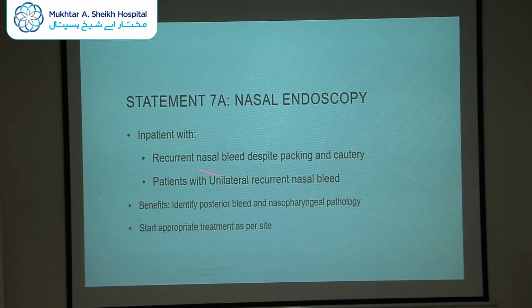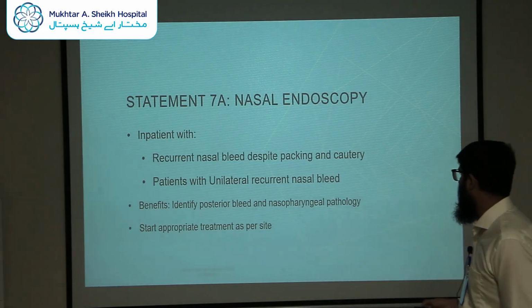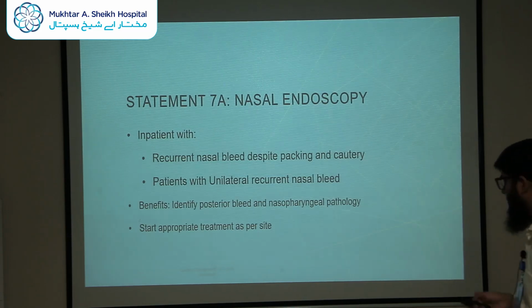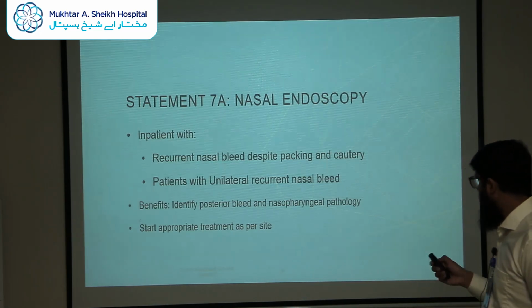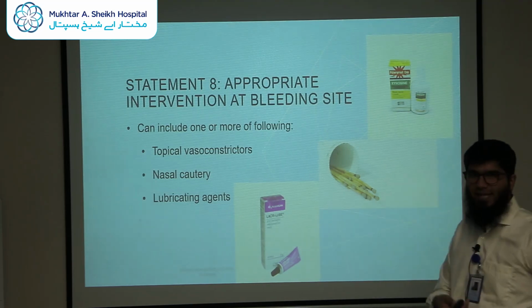So a patient who has recurrent bleed despite packing, despite cautery, it is not resolving, the patient definitely needs a nasal endoscopy. Then a patient who has unilateral recurrent nasal bleed definitely needs an urgent nasal endoscopy. So you can identify posterior bleeds, because it is the posterior bleeds that are usually not controlled with our first line interventions, and then you will also rule out a nasopharyngeal pathology, and then you can start the appropriate treatment as per the site. So what are the appropriate interventions at that bleeding site?